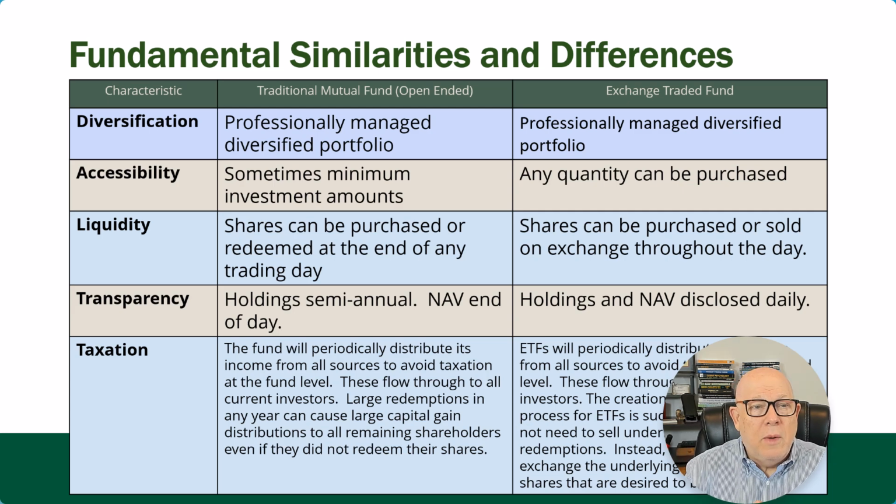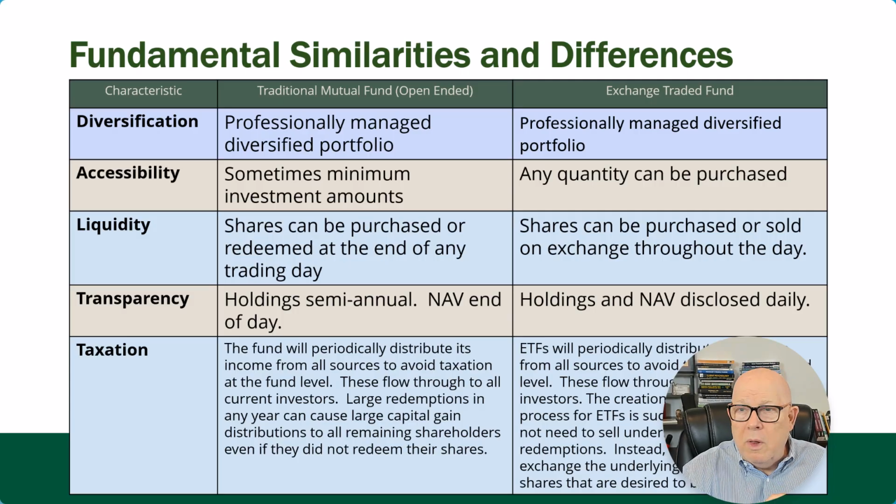All right, so let's summarize this. I'm comparing a traditional mutual fund, that's an open-ended mutual fund, to an exchange-traded fund. They're both professionally managed. You can typically buy any amount of either, except some traditional mutual funds have a minimum, and they may have a minimum for different classes of shares.